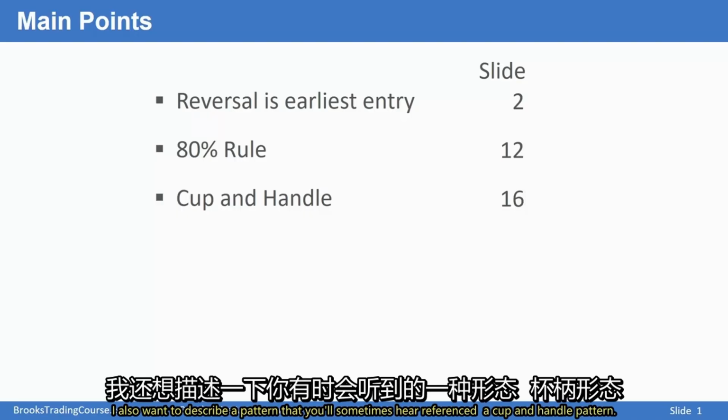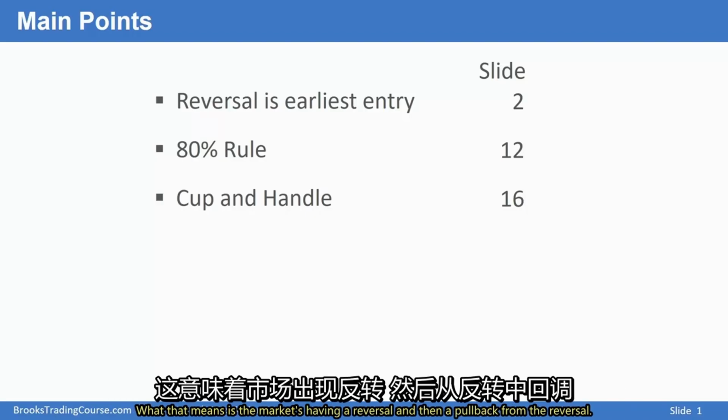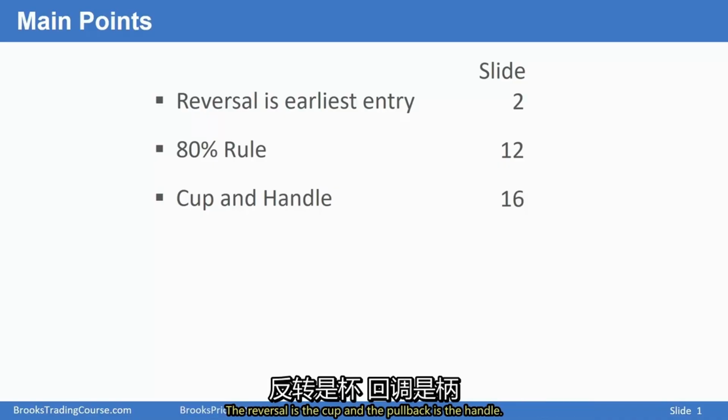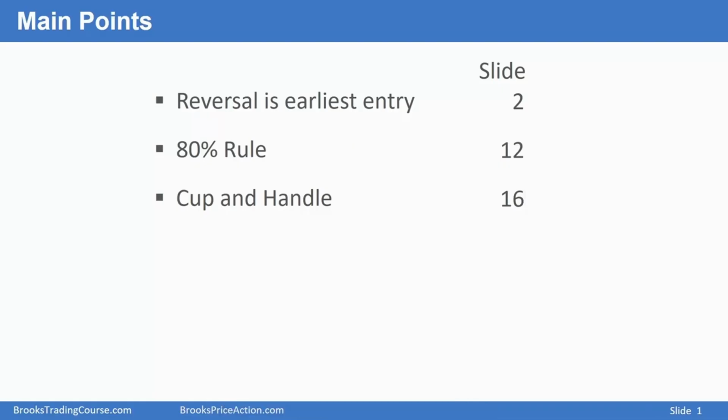to fail. I also want to describe a pattern that you'll sometimes hear referenced, a cup and handle pattern. What that means is the market's having a reversal and then a pullback from the reversal. The reversal is the cup and the pullback is the handle.